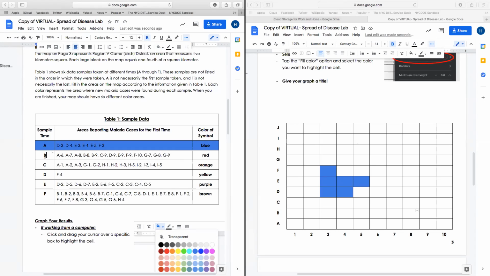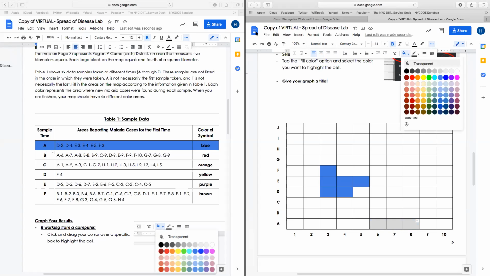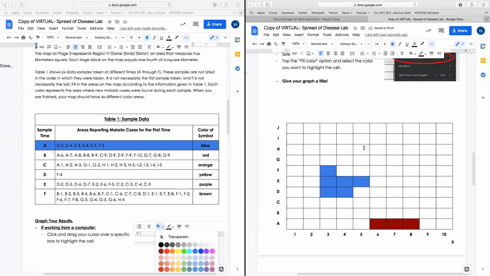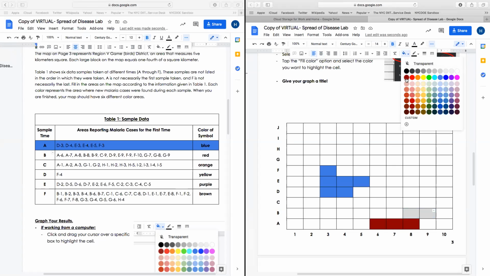All right, let's move on to time sample B. So this time we're going to be coloring in our boxes with the color red. So I'm going to highlight cells A6, A7, and A8. And we're going to color those in red. All right, we're then going to color in B8, B9. And again, color those in red.